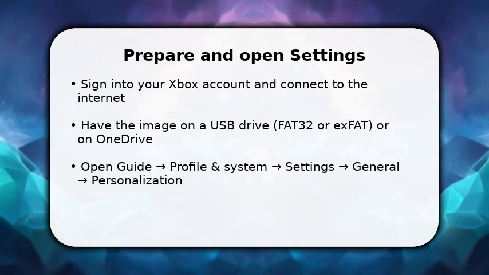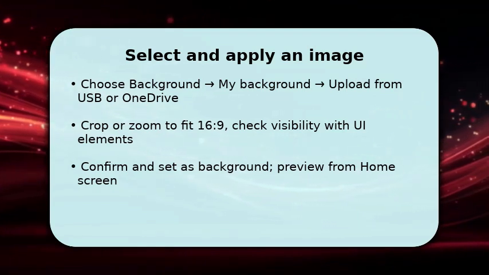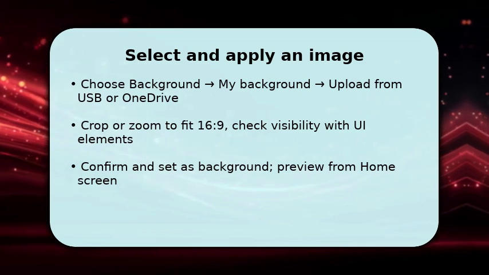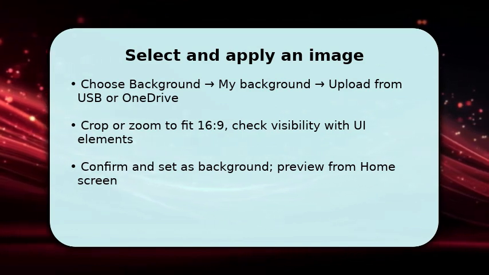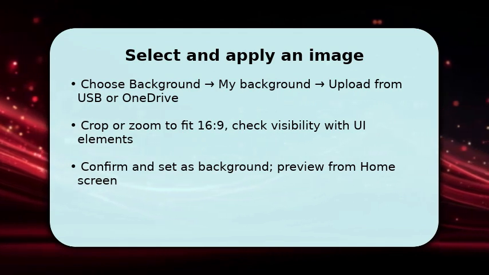Now you pick and position the image. Choose Background, then My Background, and pick Upload from USB or OneDrive depending on where the file is stored. Use the crop and zoom tools to match the Xbox's 16:9 aspect ratio so icons aren't obscured. Make sure contrast is sufficient so text remains legible.